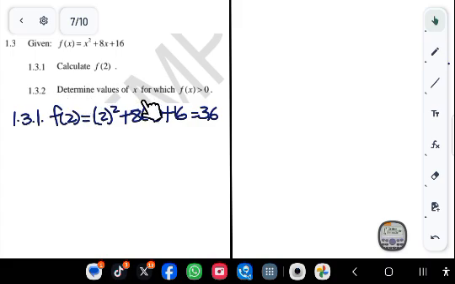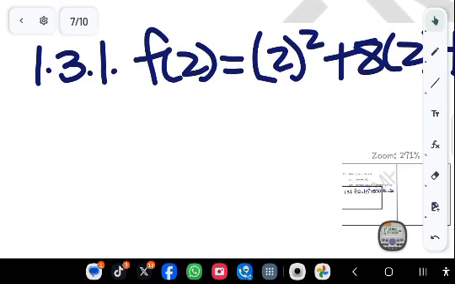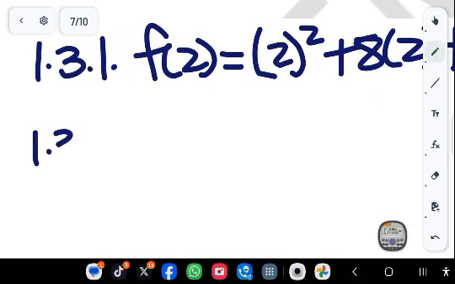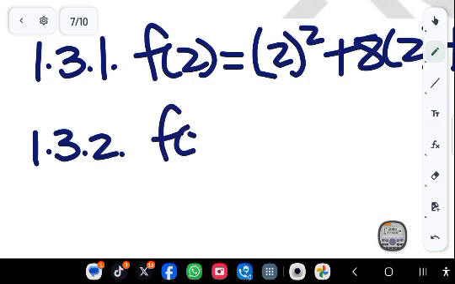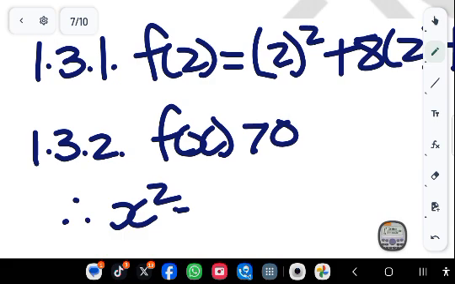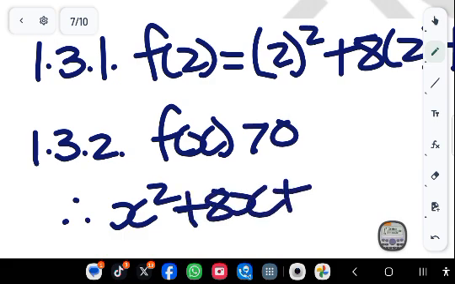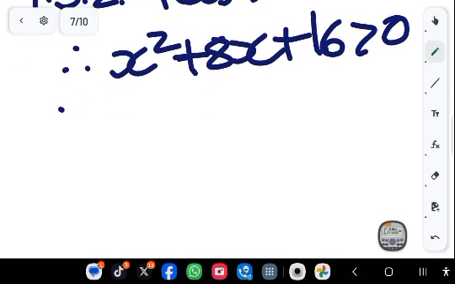Next, determine the values of x for which f of x is greater than 0. So we're dealing with the inequality now. 1.3.2. f of x is greater than 0. Therefore, x squared plus 8x plus 16 is greater than 0. Alright, let's factorize so we can find what the critical values are.